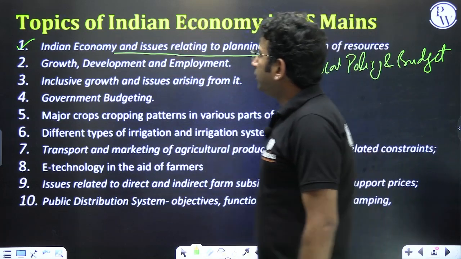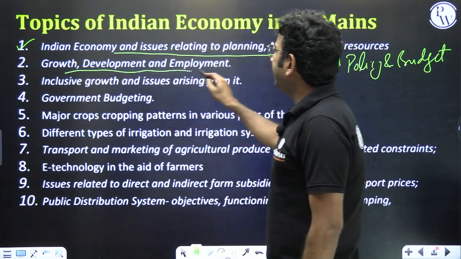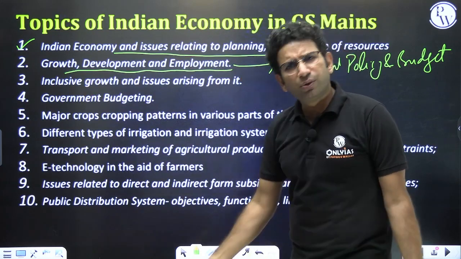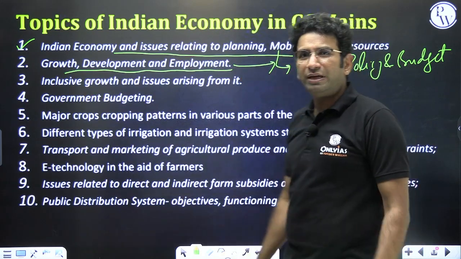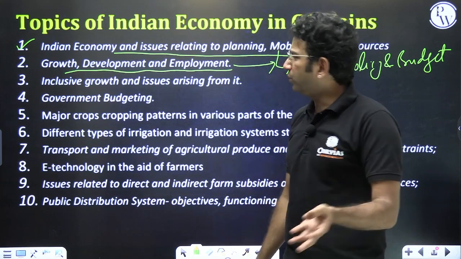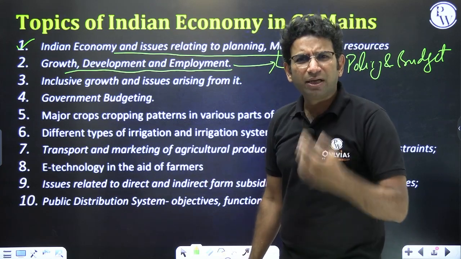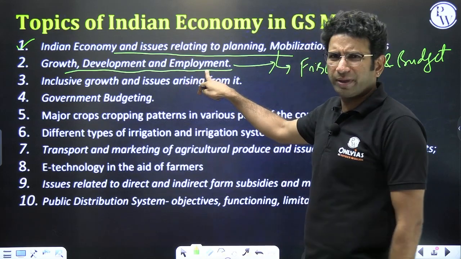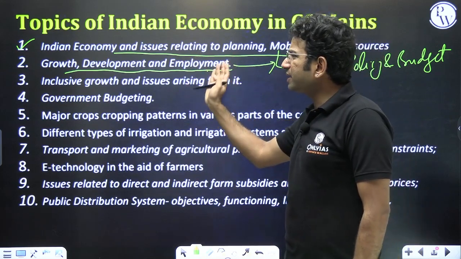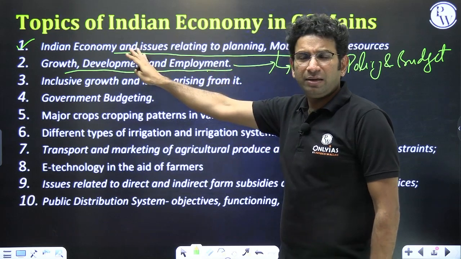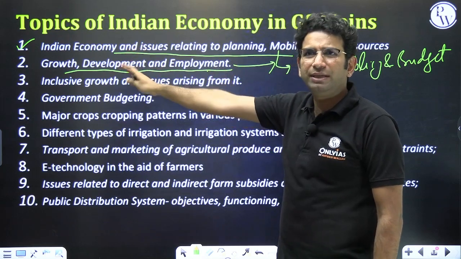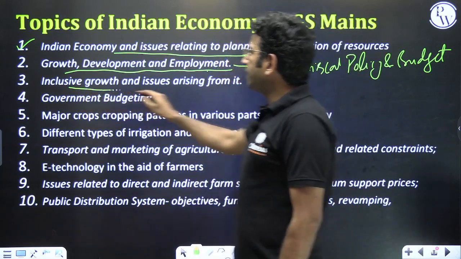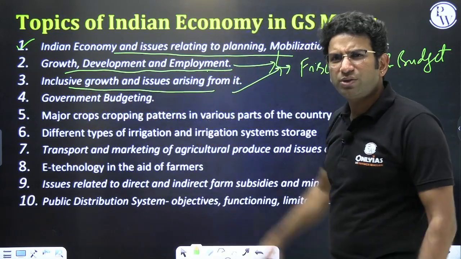The second topic is growth, development and employment. Again, that is something covered as a part of fiscal policy only. Because when you talk about growth, like GDP growth, inclusive growth, then you talk about the developmental aspect of the economy, sustainable development, all these things are discussed. So again, it's an important topic. I won't say UPSC has asked a question separately, but they have mixed these things into other questions. The third, inclusive growth and issues related to it, is again discussed as a part of fiscal policy. So it's a broad topic.